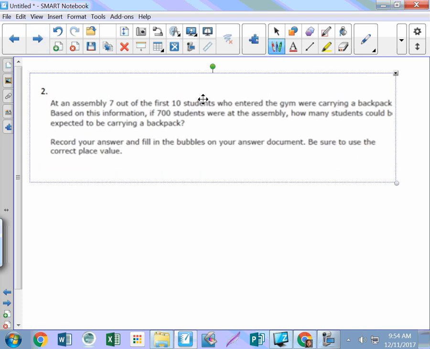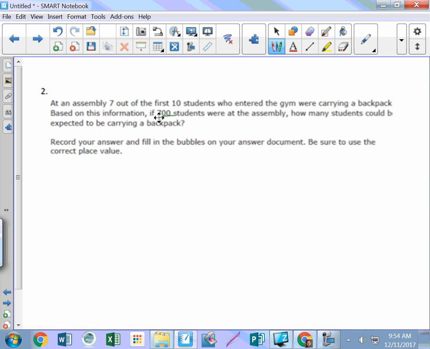Number 2. At an assembly, 7 out of the first 10 students who entered the gym were carrying a backpack. Based on this information, if 700 students were at the assembly, how many students could be expected to carry a backpack? This is a prediction problem, so we're going to use this original probability, 7 out of 10, and we're going to predict if there were 700 students.